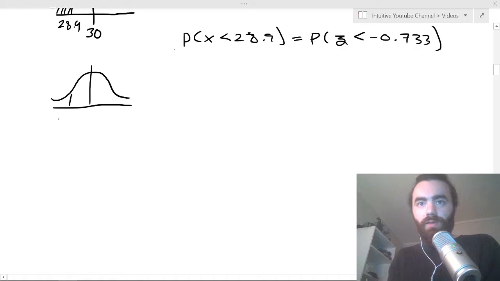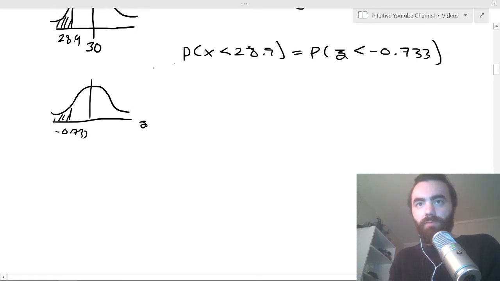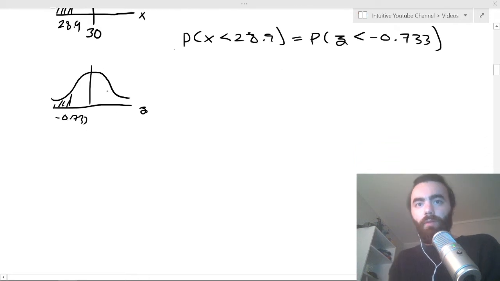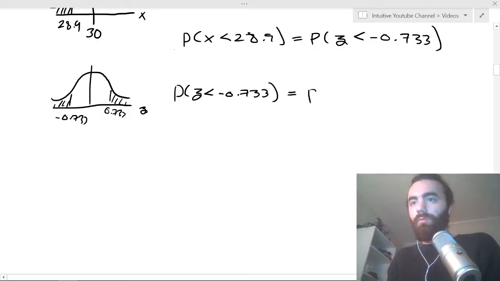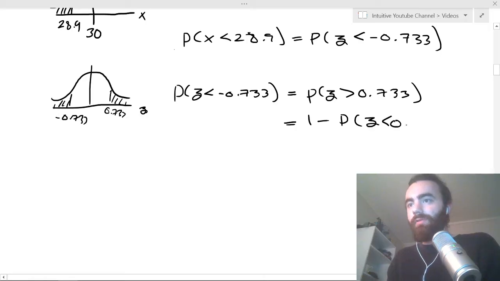So this is our negative 0.733. This is for Z and X. So these areas are the same. I don't have to draw it, but this is the same as saying this positive 0.733, it's the same area. So we can say the probability that Z is less than negative 0.733 is equal to the probability that Z is greater than 0.733. And this equals 1 minus the probability that Z is less than 0.733.